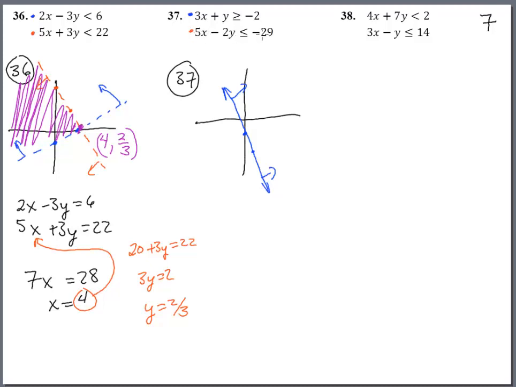5x minus 2y is less than negative 29. Shoot, that doesn't come out very nice there. Let's go ahead and get the x-intercept. If y is 0, then x would be negative 29/5. So that's almost negative 6 right there. And a positive 5/2 slope, so up 5 over 2. And that is a solid line as well.